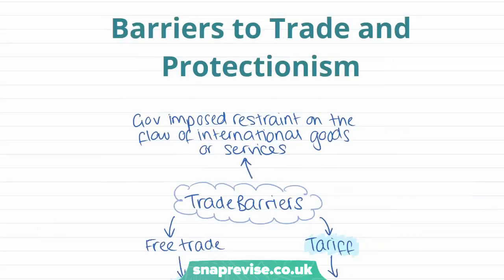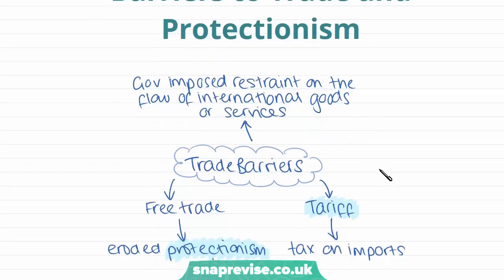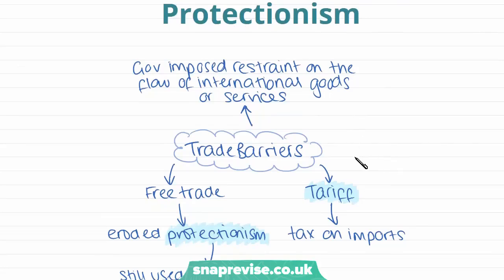I previously just mentioned the role of barriers to trade and how this is reducing trade on both national and global scales. So now we're going to look at some of the barriers to trade and the idea of protectionism. Now, trade barriers are government-imposed restraints on the flow of international goods or services. So essentially they are restrictions on trade. And they can take the form of different types of trade barriers.